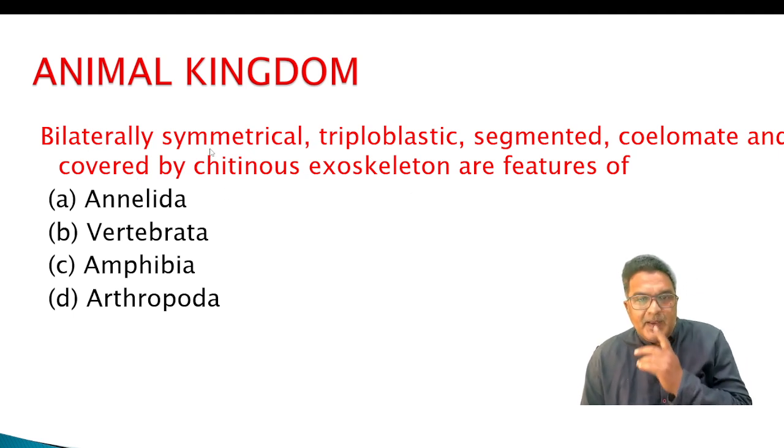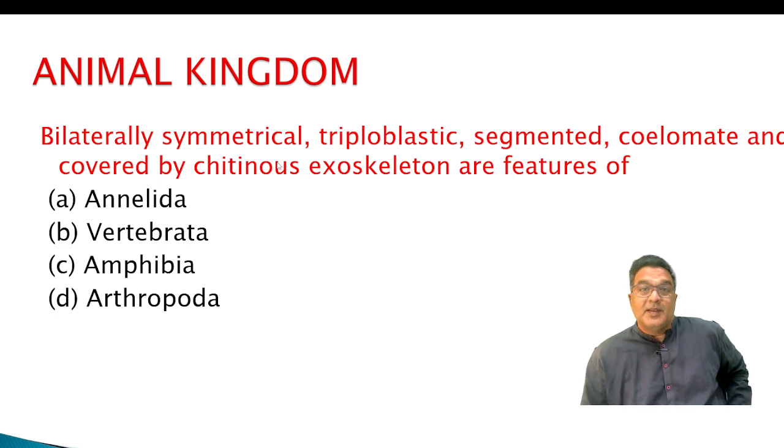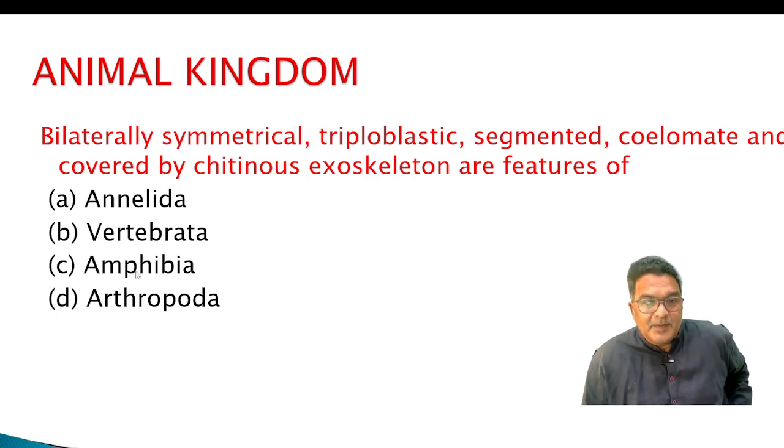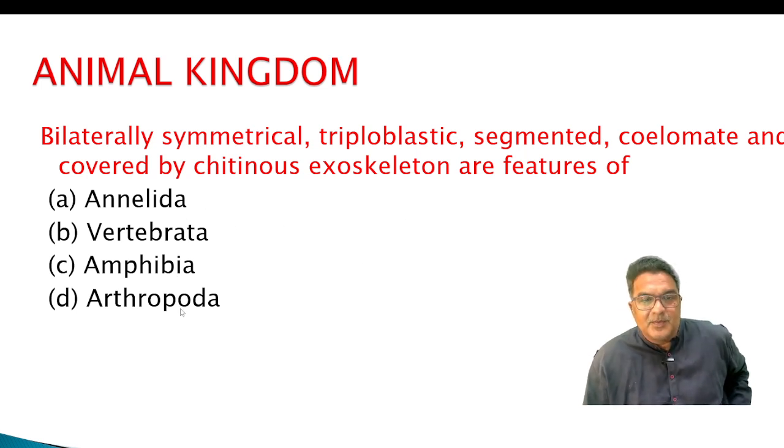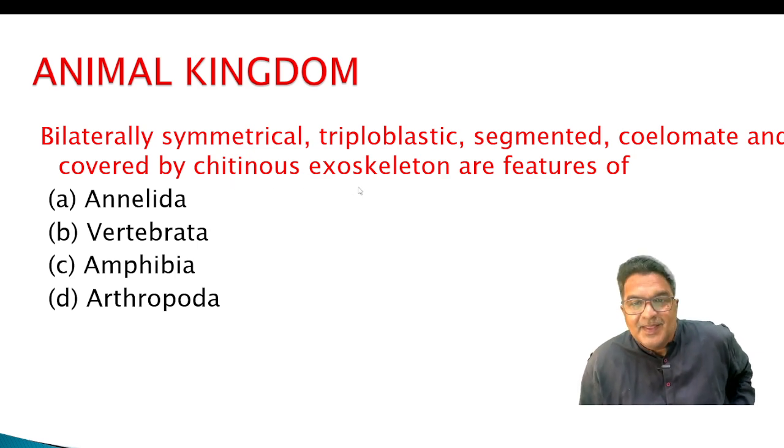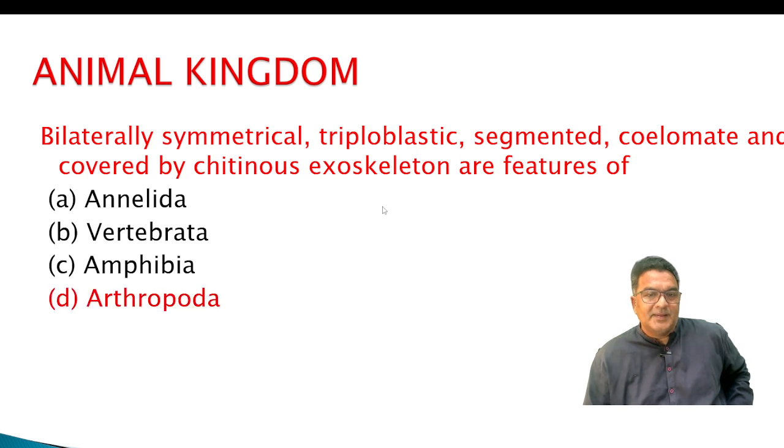See here, bilateral symmetry is there from phylum Platyhelminthes to Chordata. Multiple answers will come for us, means almost all are answers here. If you take only bilateral symmetry, or only triploblastic, all four options fit. Segmented, Annelida and Arthropoda will come, and a little bit vertebrates also, even Amphibia. Coelomate, all are coelomates, Annelida to Chordata. So what makes us answer? Chitinous exoskeleton is a characteristic feature of phylum Arthropoda.